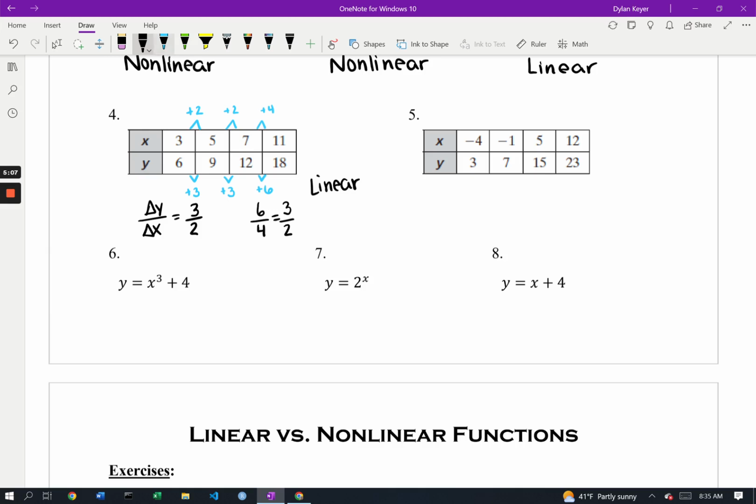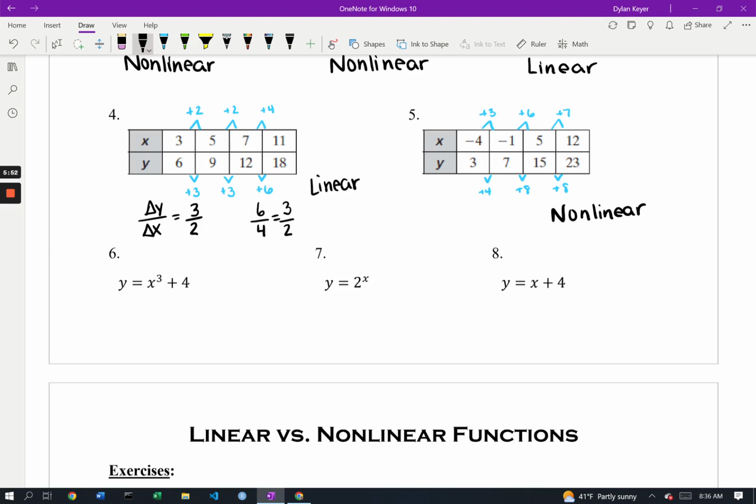In example number 5, we're going to go through and do the same thing, identify how it has changed. So the x value of -4 to -1, we went up by 3. From -1 to 5, we went up by 6. And from 5 to 12, we went up by 7. In our y values, from 3 to 7, we went up by 4. From 7 to 15, we went up by 8. And 15 to 23, we went up by 8. So right off the bat, I can see that if I went up by 8 and up by 6, and up by 8 and up by 7, that is not the same, right, in those last two pieces. So this is non-linear because my rate of change is not constant.